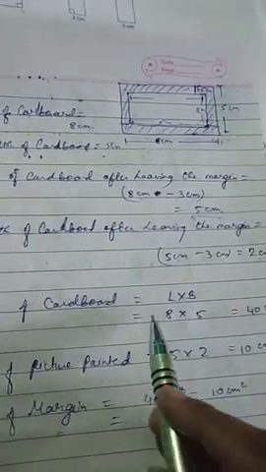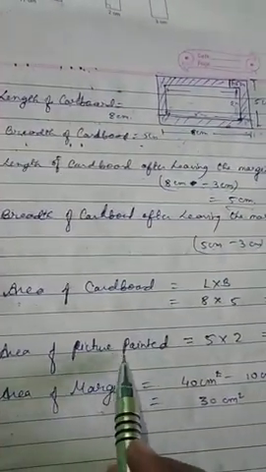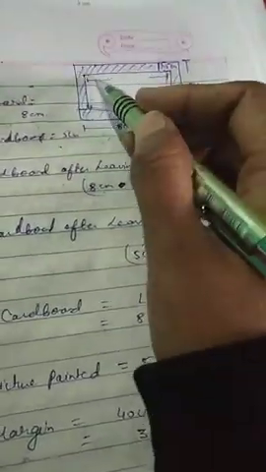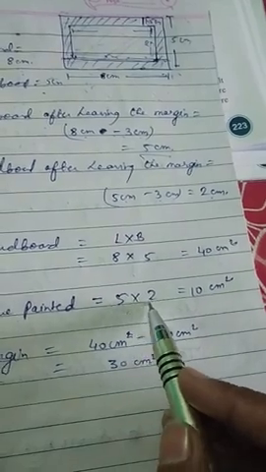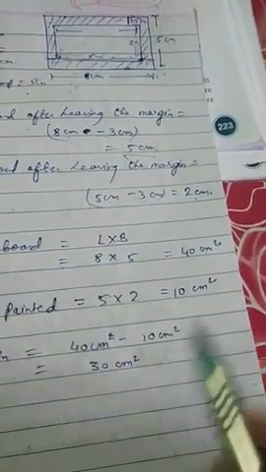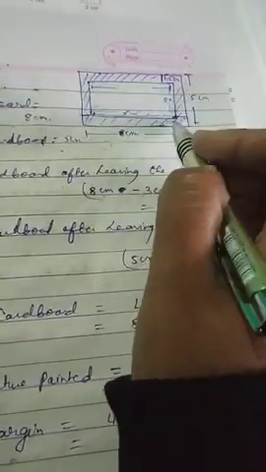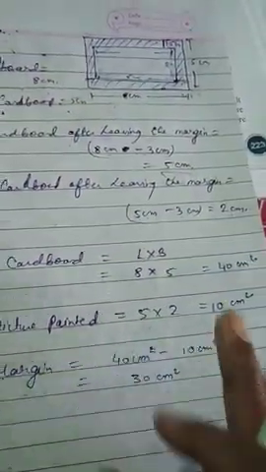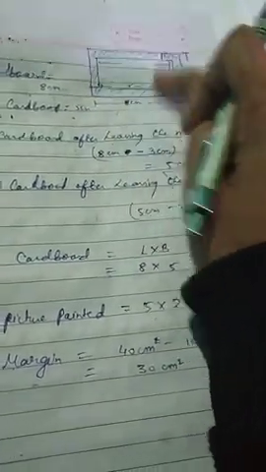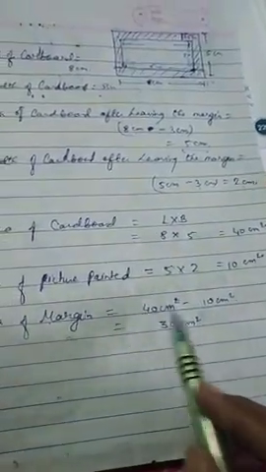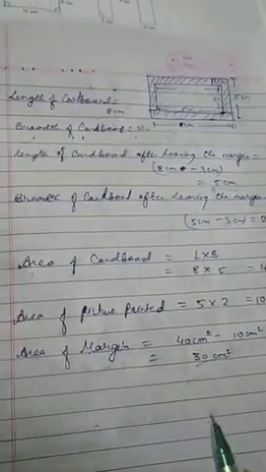Now the area of the cardboard, length into breadth, 8 into 5, 40 square centimeter. The area of the picture painted, meaning the picture is painted in this portion, no? So that is 5 into 2, that is 10 square centimeter. Now the area of the margin, this portion. So this minus this, the full cardboard minus the area of this portion, we will get the area of the margin. This minus this. Okay, this is the answer.